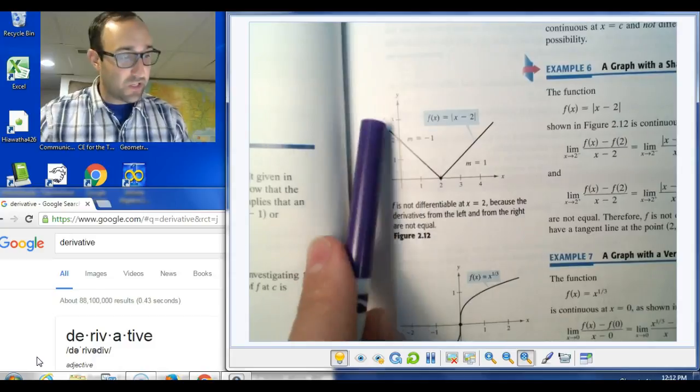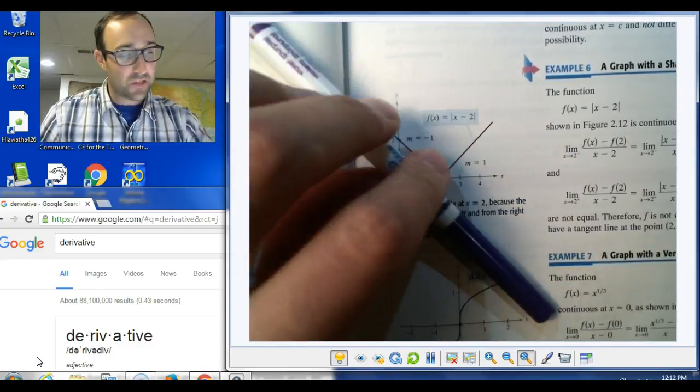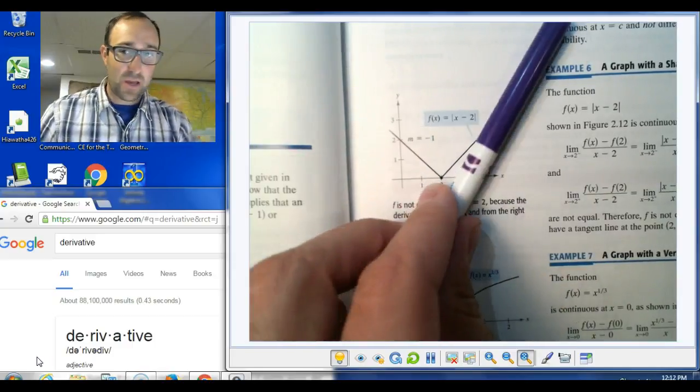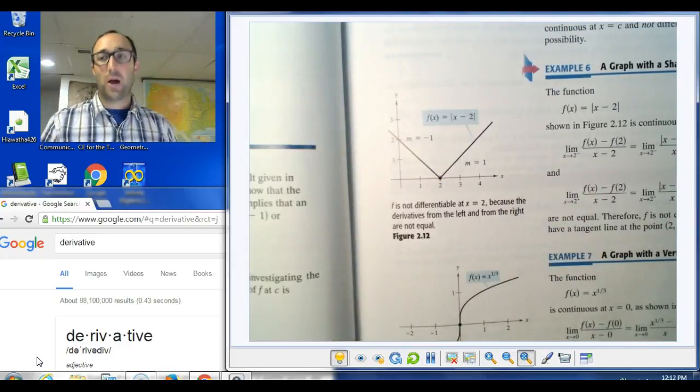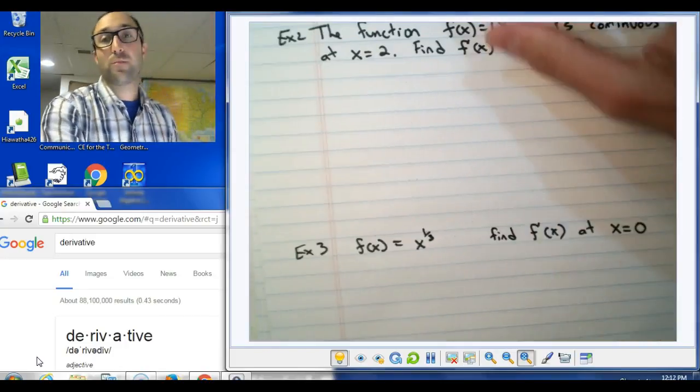Okay, so we know it's continuous here, but what happens when it's at a sharp turn, a point here? What's that slope going to be? Because it goes this way, and then it goes this way. It turns really sharp. So how do we define that slope? Okay, so what we're going to do is look at it from both directions, right?